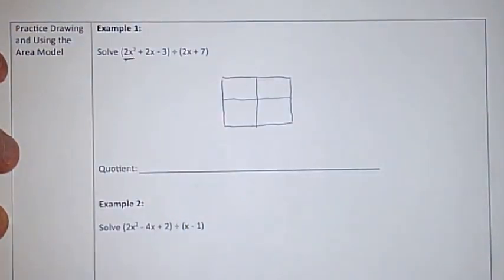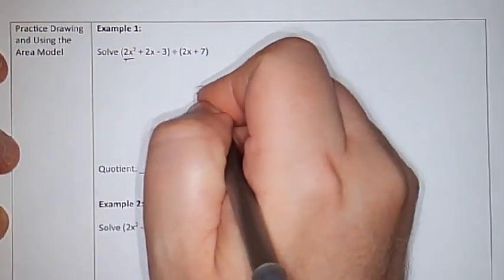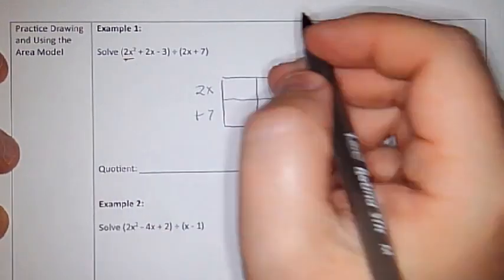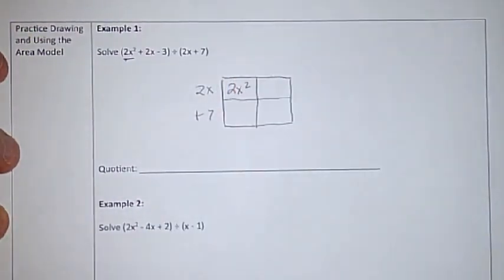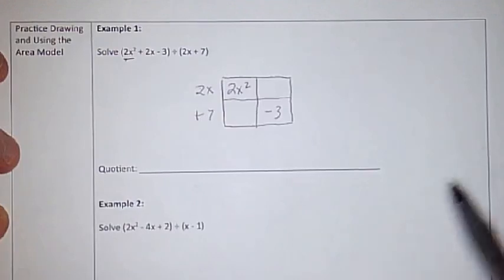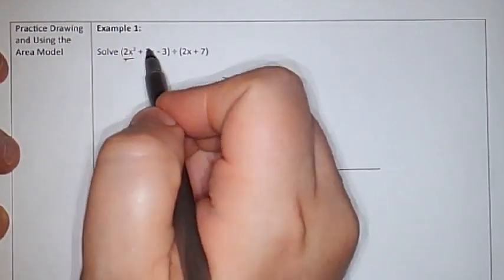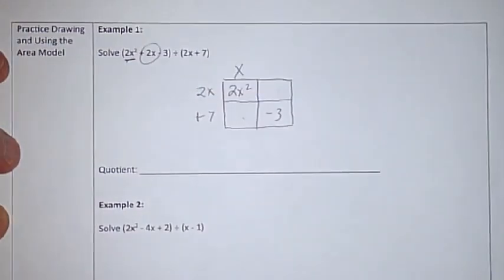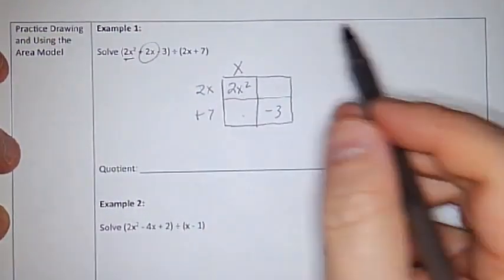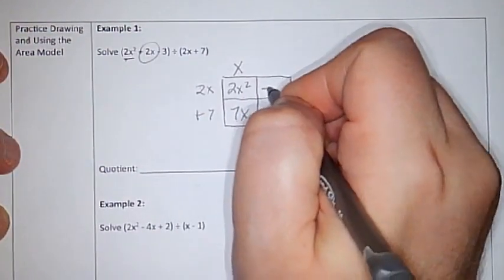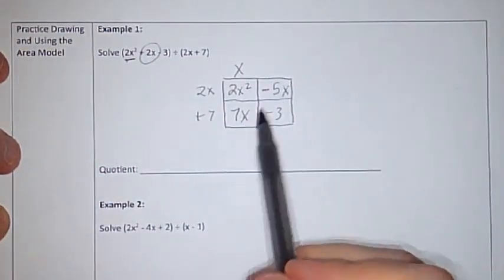So I'm going to write my 2x plus 7 down the left-hand side. I'm going to put my first term, which is 2x squared, in the top left. I'm going to put my minus 3, which is my second term, in the bottom right. And I remember that these two are going to add to a positive 2x. So I say, what times 2x gives me 2x squared? The answer is x. X times 2x is 2x squared. X times 7 is 7x. 7x plus negative 5x will give me positive 2x.